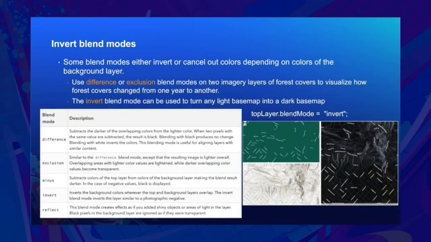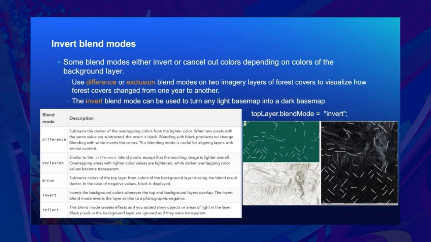Last but not least, invert blend modes. Invert blend modes will allow you to invert or cancel out the colors depending on the colors of the background layer. So difference and exclusion blend modes, for example, could be used on two imagery layers that show the forest coverage, and you could use it to visualize how the forest coverage changed from one year to another, because it will show the difference between the two imagery layers in this case.